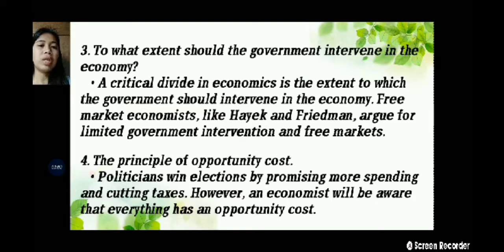Politicians win elections by promising more spending and cutting taxes. However, an economist will be aware that everything has an opportunity cost. This is because lower taxes and more spending is what voters want to hear. Spend more on subsidizing free university education and lower spending elsewhere, but is it the best use of public money?